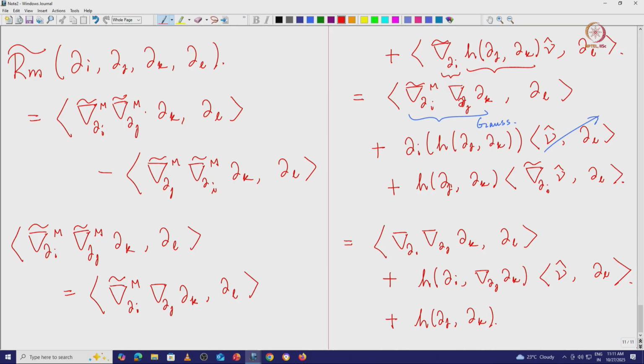but by the Weingarten equation this is also equal to minus h of del I del L, right. So I just replace this plus sign with a minus H of del I comma del L. Okay. Also once again, because nu hat is normal to the surface, this is going to be 0. Okay. So the second term is going to be 0.